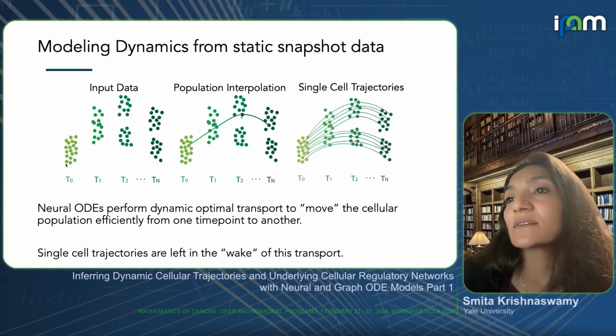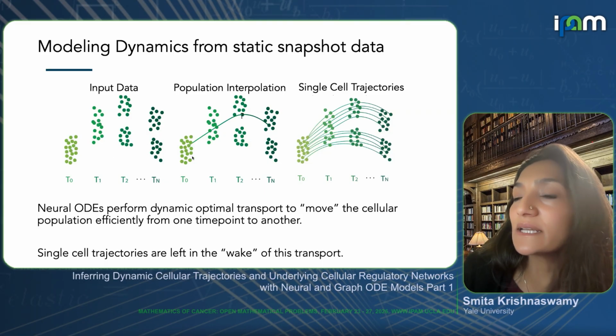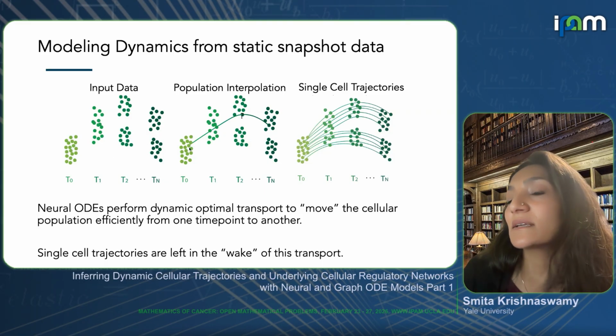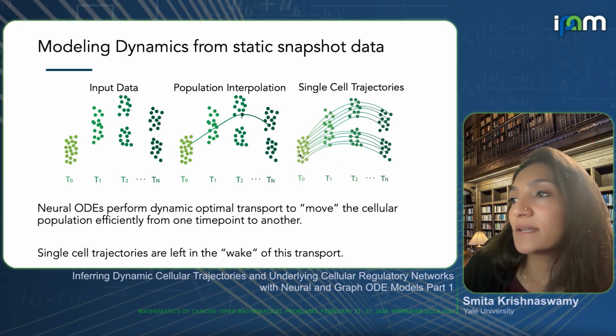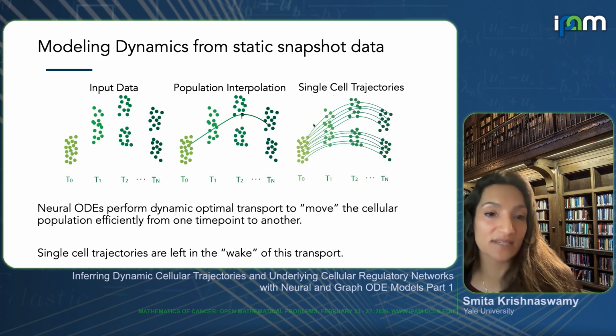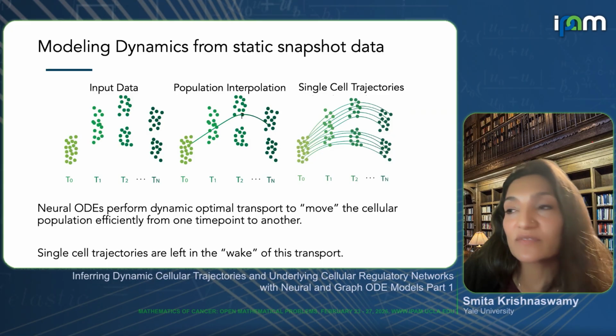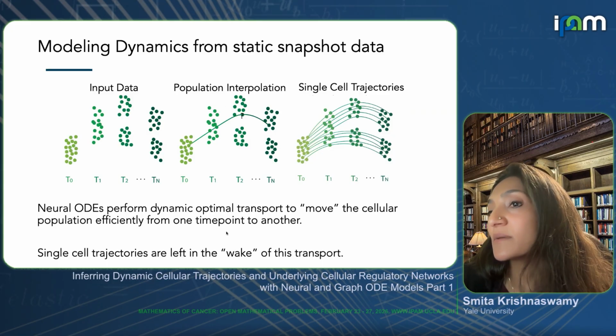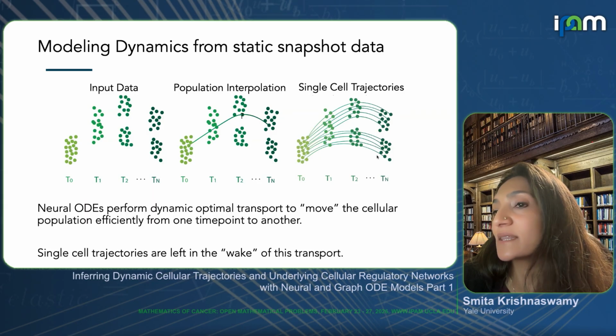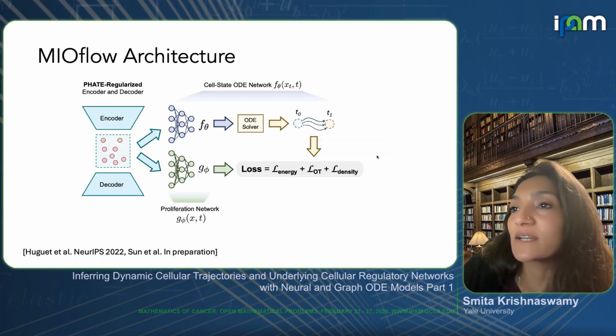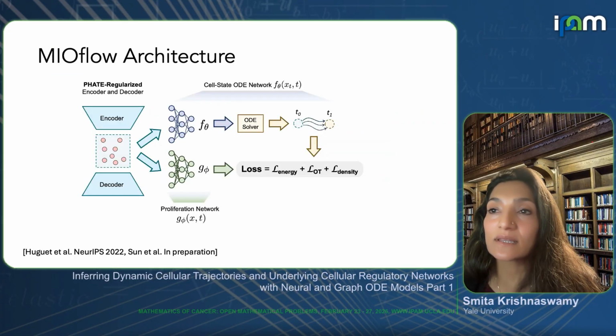So this is where we use our neural ODE. Our neural ODE is penalized at a population level to take a population you have at time point 1 or pseudo time point 1 and match it to population time point 2, but in a way so that the intermediate path is as smooth as possible. So I'll show you a little bit of what happens when that's not smooth. And as you do this population level matching, you're actually drawing these single cell trajectories in the wake of that transport.